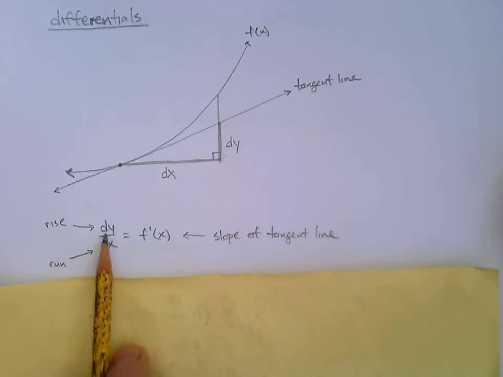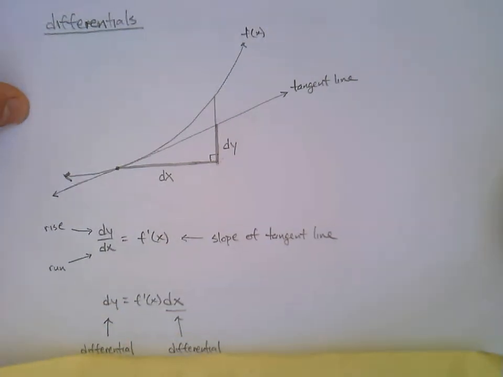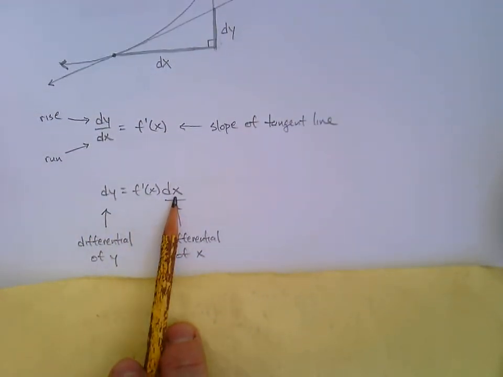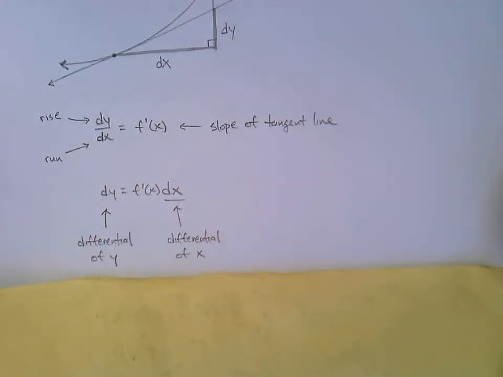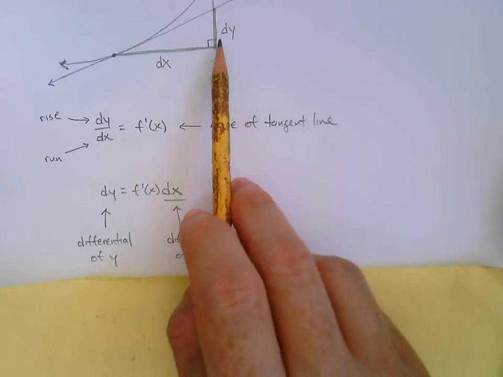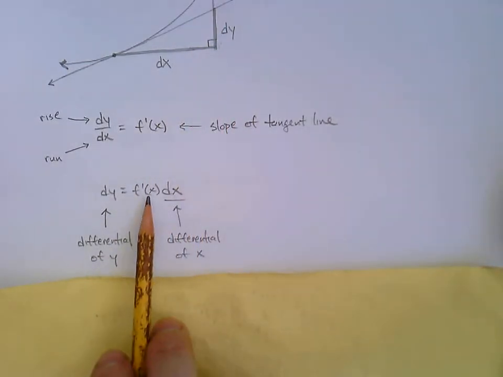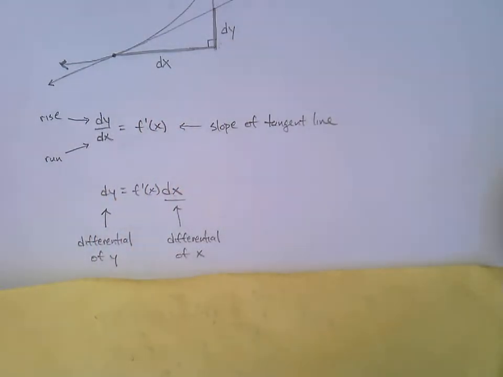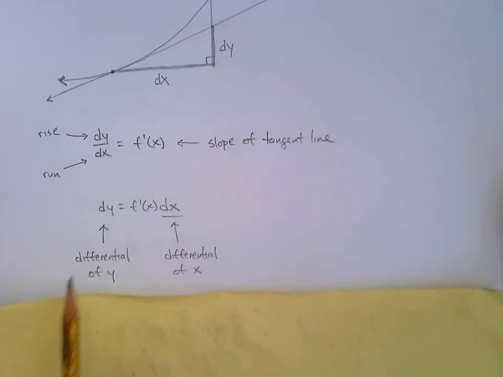Okay, so if it's a fraction, then we can multiply the dx over to this side. And here's what we're going to write. dy equals f prime of x dx, right? We just multiply that over like it was any other number. That's the differential of y. That's the differential of x. And we can see how they are related to one another. Well, what is this vertical length? It's the derivative multiplied by that horizontal length. The differential of y and how it's connected to the differential of x.